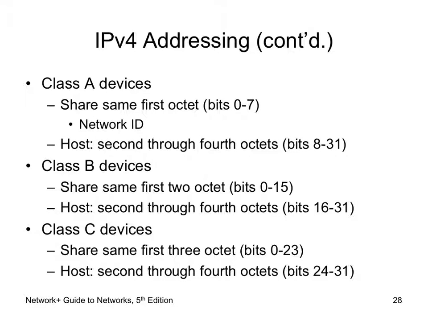Class A shares the same first octet, the network ID. Host is the second through the 4th octet. So in a Class A, octets 2, 3, and 4 are the host information. Class B, 128 through 191, the first 2 octets are the network. The host is octets 3 and 4. That would be a Class B. Class C shares the same 3 octets, and the host is the 4th octet only.